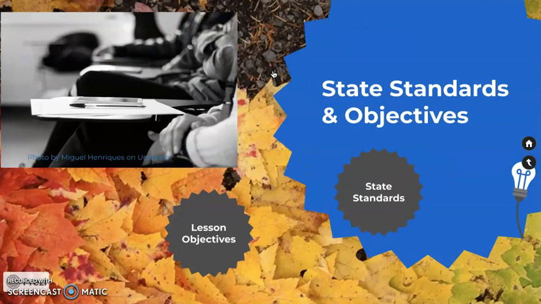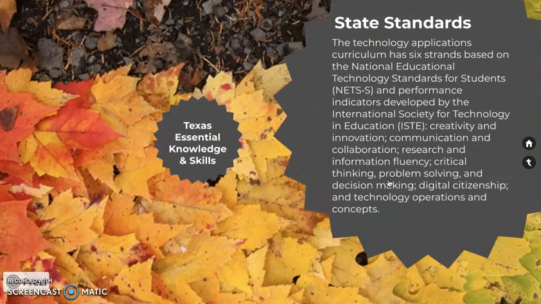Next, we go into the first S, which is the state standards and objectives. So if we're looking at Texas state standards, for example, if we go specifically to the applications for technology in the curriculum, they have 6 strands based on the National Education Technology Standards for Students. And we also are looking at performance indicators developed by ISTE. So these tackle such areas as creativity and innovation, collaboration and communication, research and information fluency, critical thinking and problem solving, and also areas like digital citizenship and operation of technology and concepts.